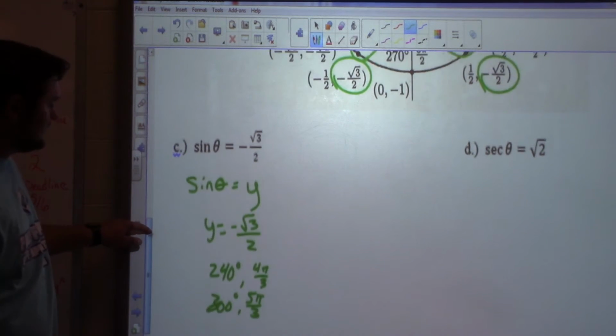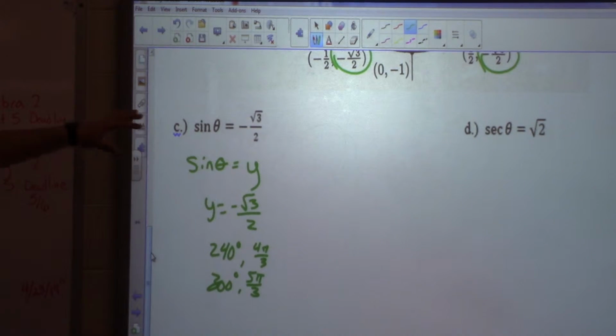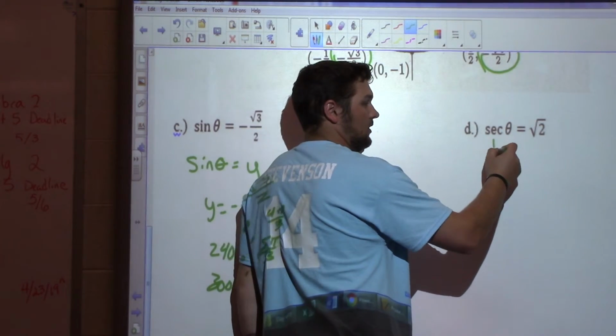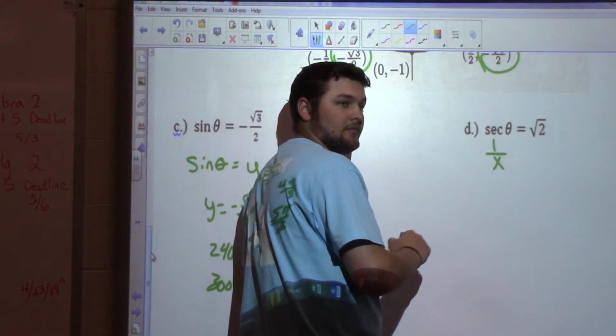Right? Did we all get that one? That one you should be able to do. You need to be able to know how to do that one. Same with D. D is really not that hard. It's not as hard as that tangent problem. That one sucked.